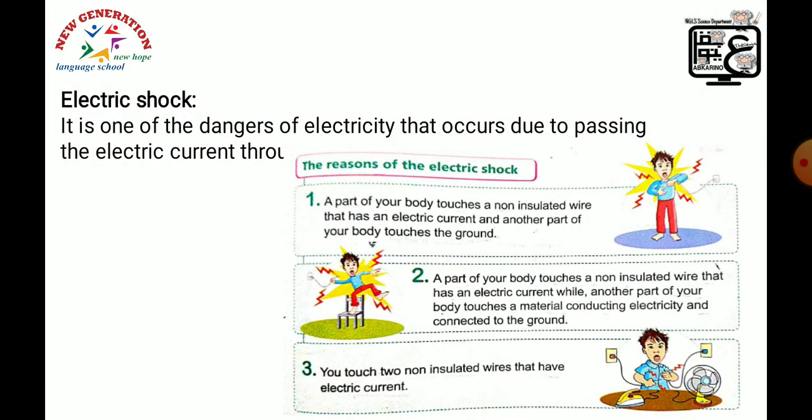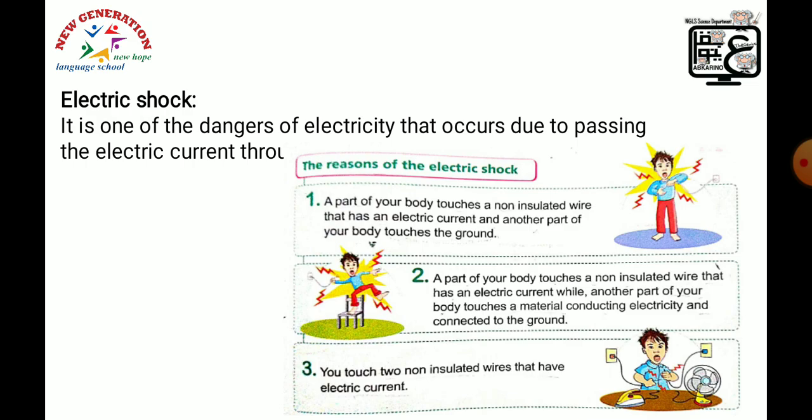And now we are going to talk about the electric shock. Number two, electric shock. It's one of dangers of electricity that occurs due to passing the electric current through the human body. So, we are going to talk about the reasons of the electric shock.